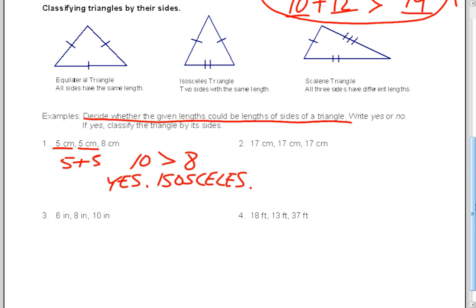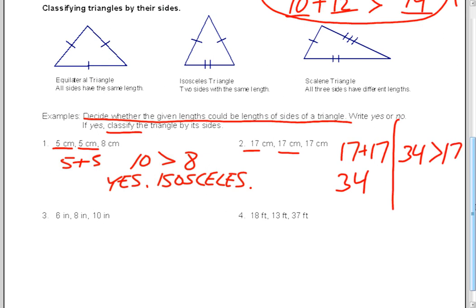Most people get things wrong on this test because they're not reading directions. They'll either answer half the question or a part of the question and forget about another half. Read the directions, you'll be fine for this unit. This one, doesn't matter which two I pick because they're all the same, is 34 greater than 17? Yes. What kind of triangle? Equilateral.